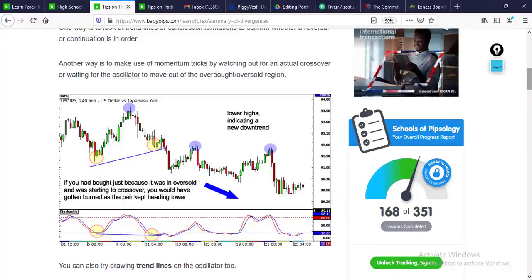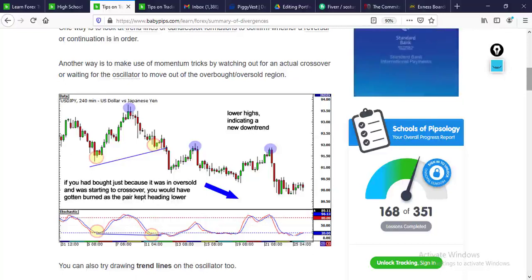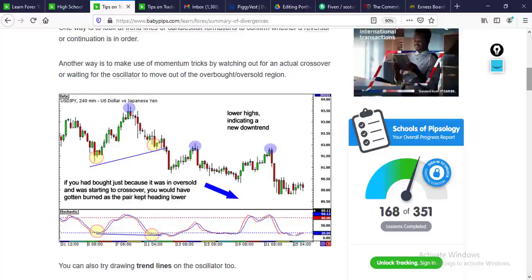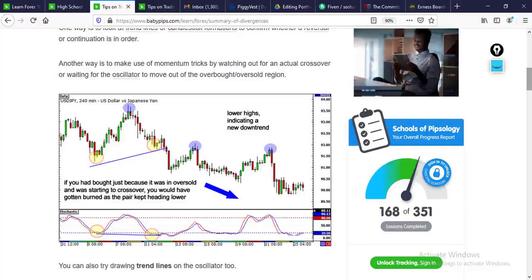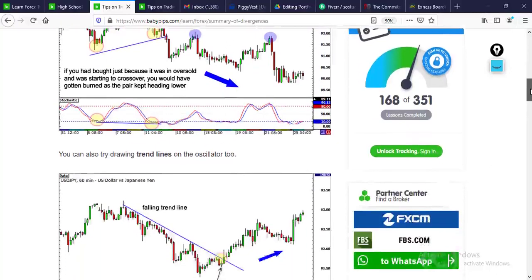So we'll look at the chart before us right now. We see the trend line on price, and then we see the oscillator. They are definitely diverging, but what do we see? If you had bought because the oscillator is in an oversold region, what would have happened? You would have lost the trade because the price of the pair continued to head lower and lower and lower. So you just can't base your trading or your entries on your oscillator or divergences alone.